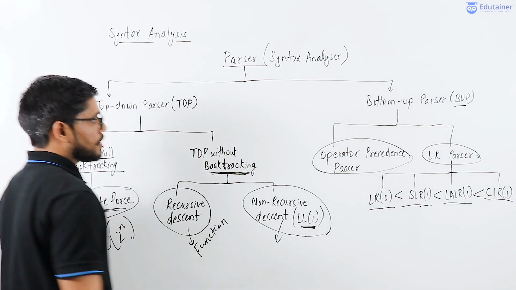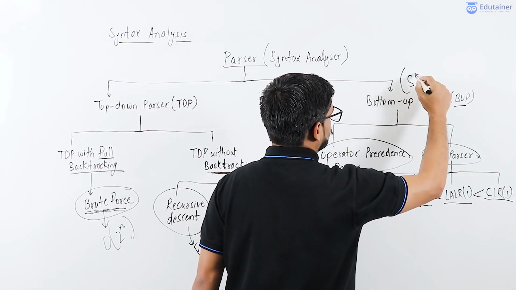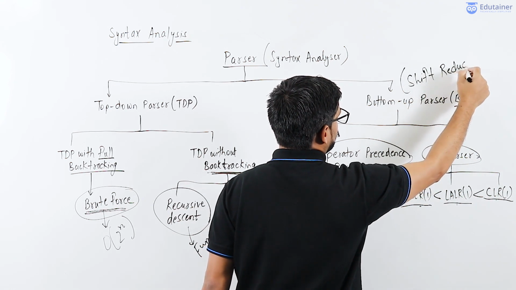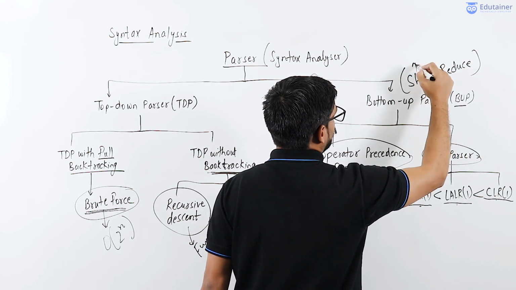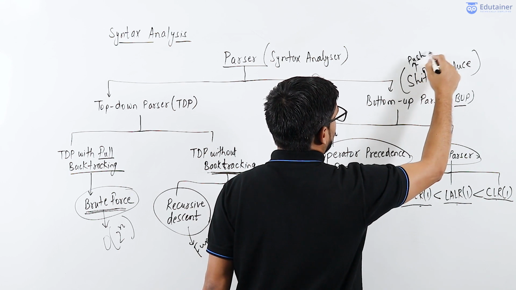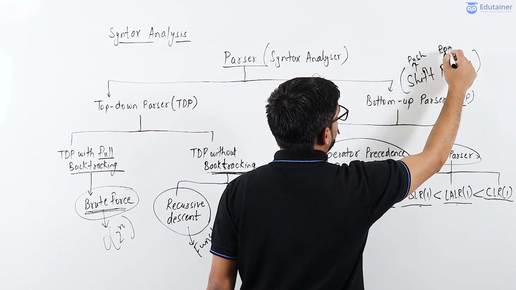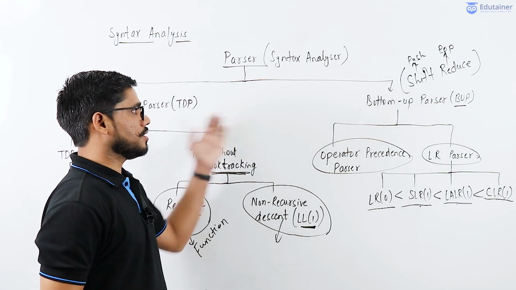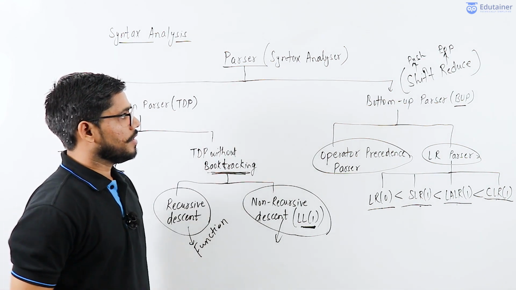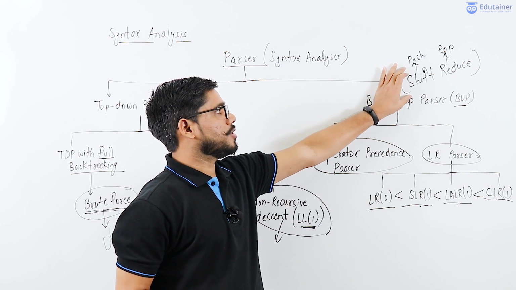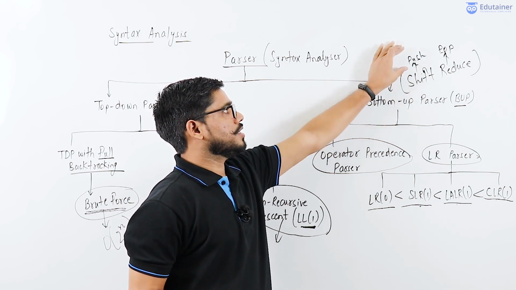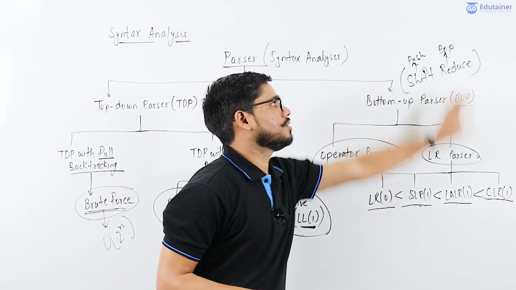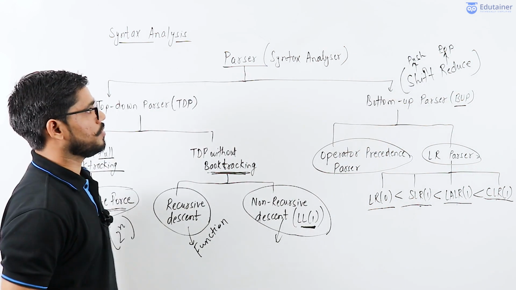Bottom-up parser is also called shift reduce parser. Shift means push and reduce means pop. So we are using a stack to implement these different parsers, and whenever we shift a particular item, we push, and whenever we reduce an item, we pop.